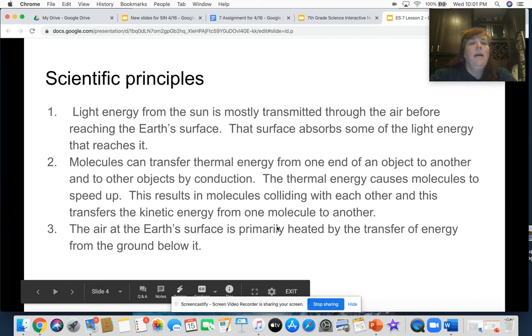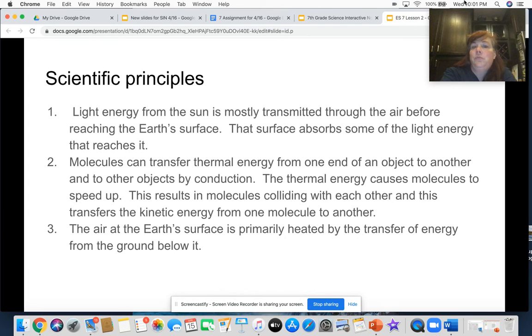Okay. All right. So we have 3 scientific principles that we have done so far. Number 1, light energy from the sun is mostly transmitted through the air before reaching the Earth's surface. That surface absorbs some of the light energy that reaches it. Molecules can transfer thermal energy from one end of an object to another and to other objects by conduction.